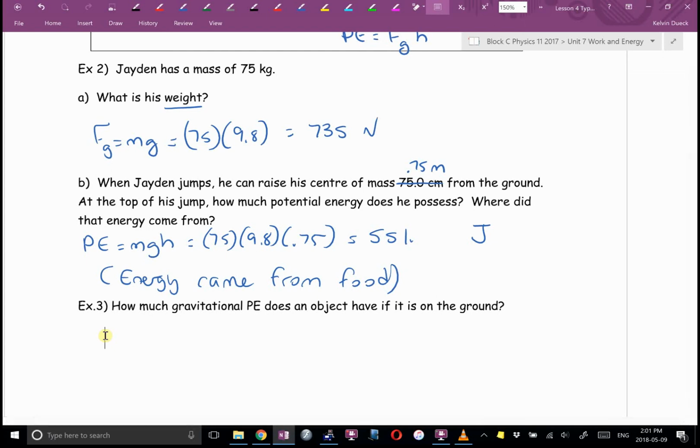Hey, how much gravitational potential energy does an object have if it's sitting on the ground? Cole, why? That can be handy because when we're trying to calculate total energy, if you're on the ground, that gives you something you can just ignore.